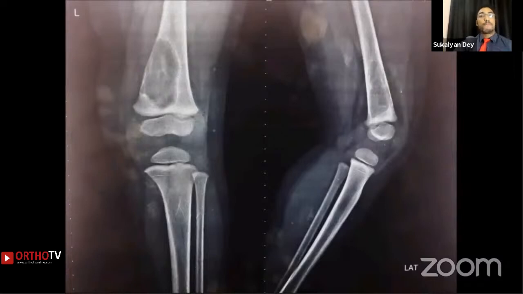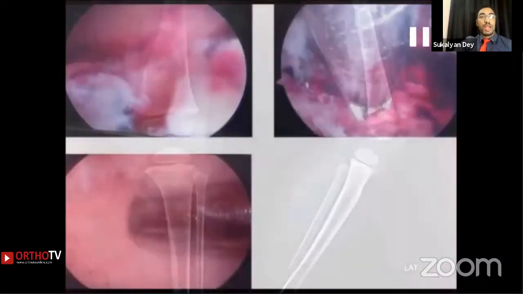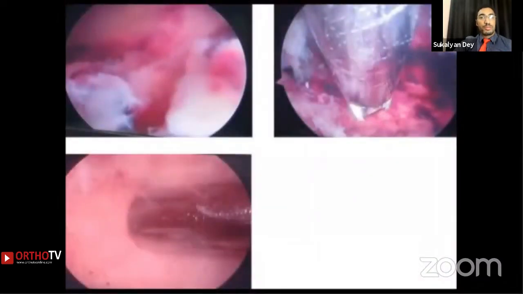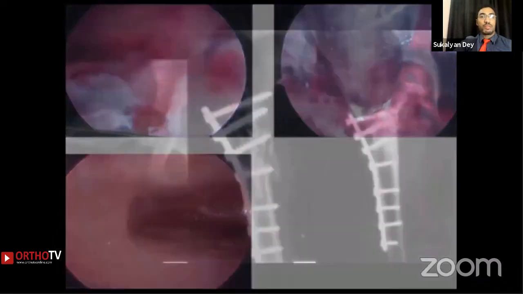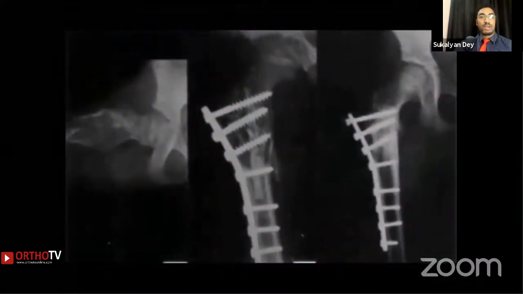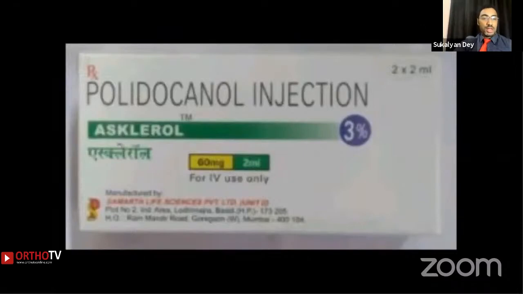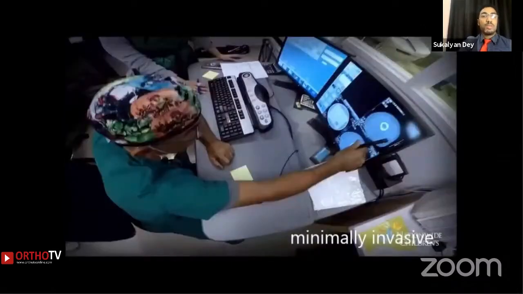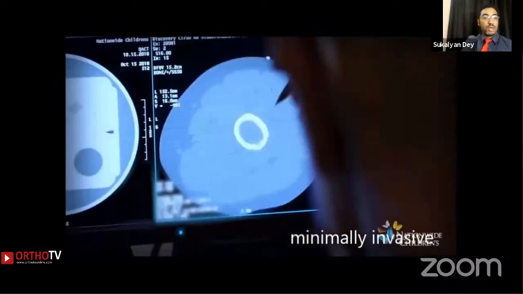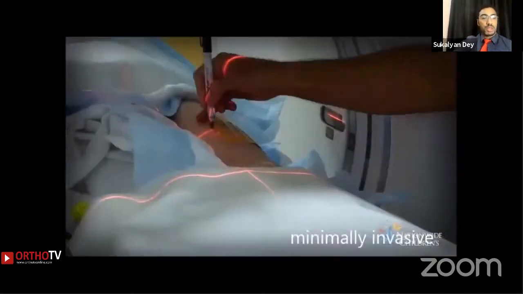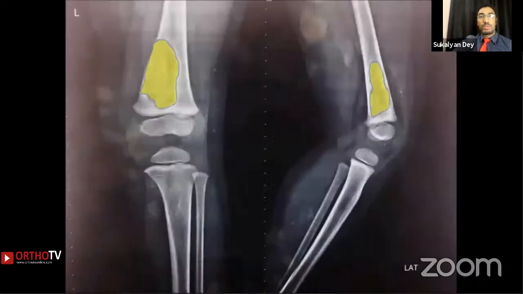Now, the options would be endoscopic curettage and bone grafting, and open curettage and bone grafting along with implants, or excision of the lesion in toto along with bone grafts and implants. And another attractive option would be polidocanol injection, which is available in India as 3% solution. Now, sclerotherapy is a minimally invasive procedure, and it can bypass the morbidity of the conventional open procedures.